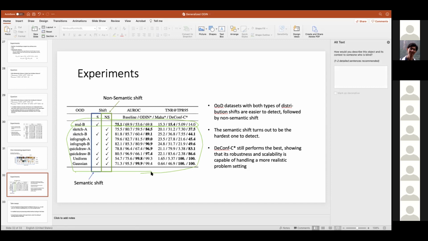But for the sketch pane, okay, keep going. So the value is still quite low, right? You can see here. But the baselines are even lower. Okay, keep going.